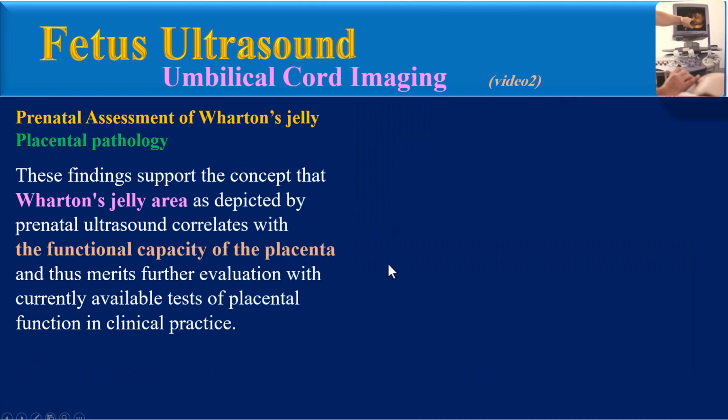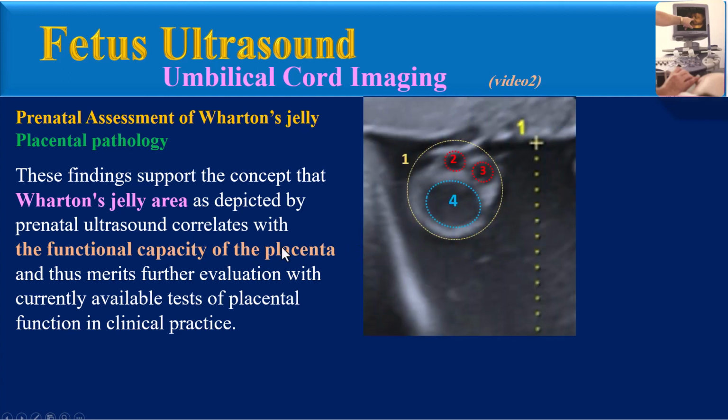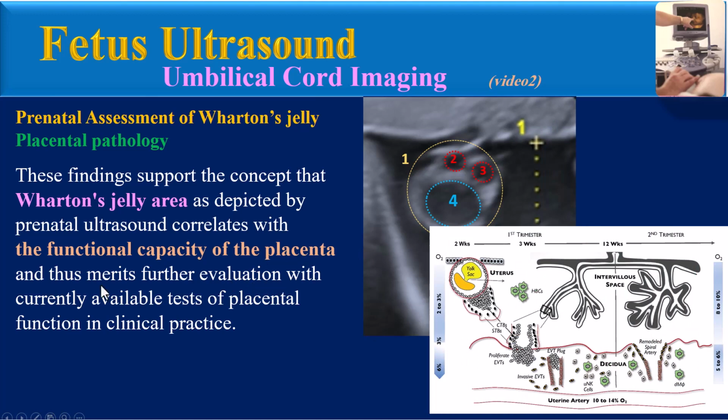These findings support the concept that Wharton jelly area as depicted by prenatal ultrasound correlates with the functional capacity of the placenta and thus merits further evaluation with currently available tests of placental function in clinical practice.